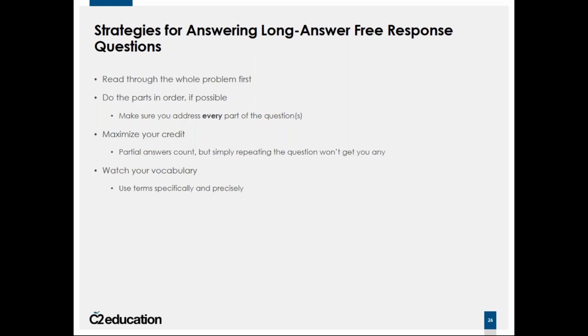Again, keep in mind that the way the scoring guidelines work is that they are looking for specific words, phrases, or sentences. That means your language and your vocabulary is critical. Use the terms as specifically and precisely as you can. If you're going to look at where's the only memorization stuff that you're going to need to do, this is it. Make sure you know your terms. Make sure you're using the proper terms.